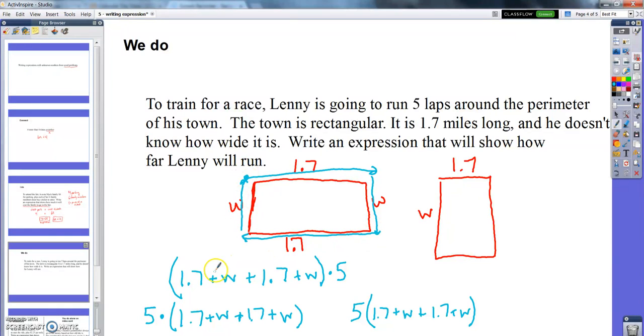He's going to do that plus that plus that plus that, that plus that plus that plus that, and then he's going to do it 5 times, and that's how far he'll run. If we knew how long the width was, we could calculate his run, but since we don't, we just have to leave it as an unknown W value. That's it. That's how you write an expression with an unknown value in a word problem.